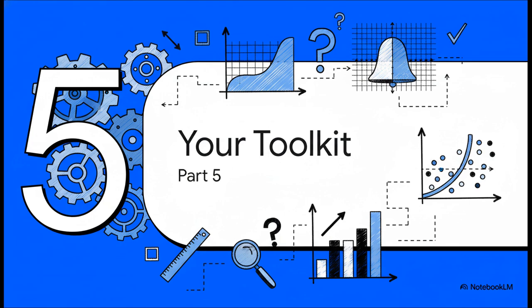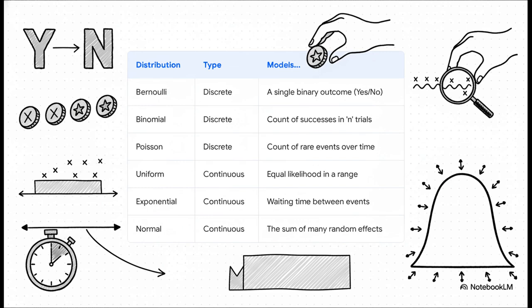Okay, let's take a breath and put all these pieces together. What we've really done here is build ourselves a toolkit, a powerful set of lenses for looking at the world and making sense of all the data flying around. So let's run through them one more time, quickfire style. Bernoulli, that's your simple yes or no. Binomial, that's for counting successes when you know the number of tries. Poisson, that's for counting random events over time. Uniform, that's when everything in a range is equally possible. Exponential, that's the waiting time between those random events. And the normal distribution, that's the famous bell curve, the result of a million little things added up.